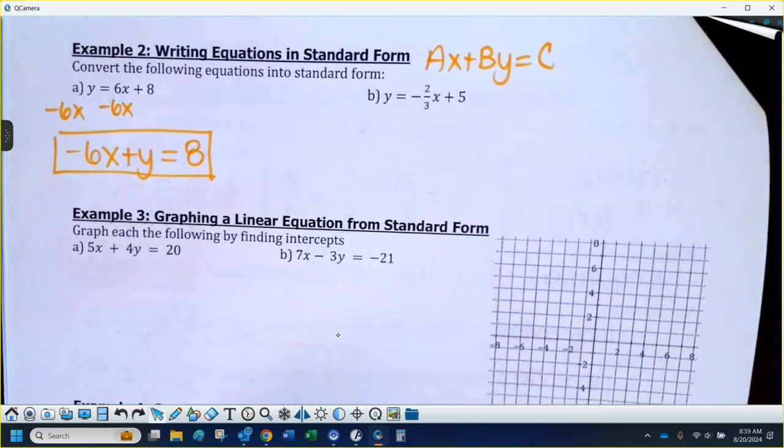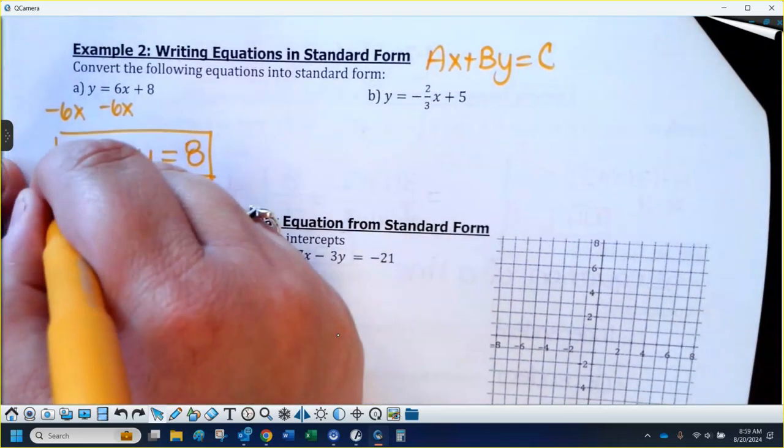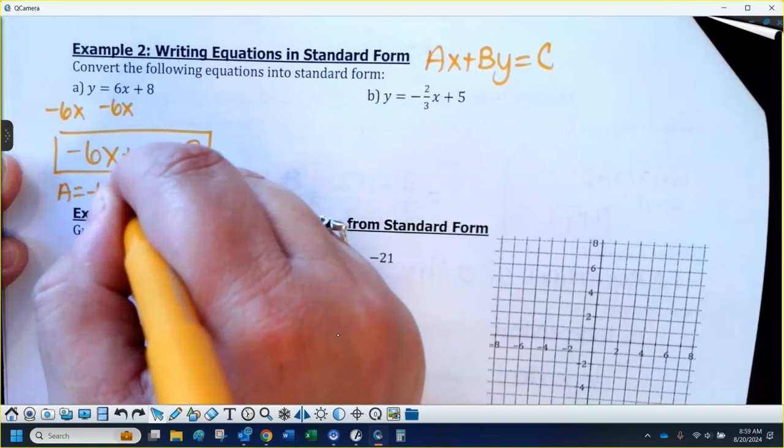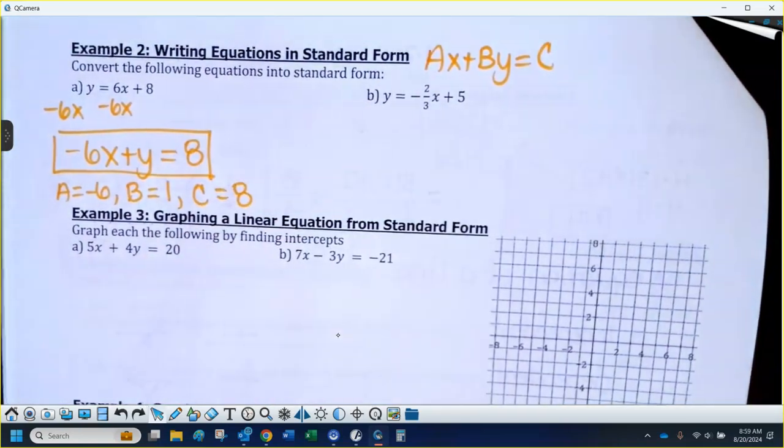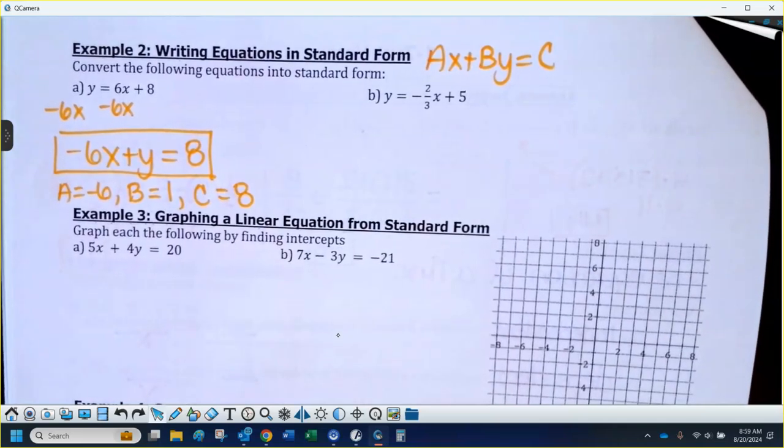Now, you absolutely do not have to identify this, but I'm just going to show you real quick. So the A value would be -6, the B value would be 1, and the C value would be 8. So as long as those are all integers, you're good to go. You don't have to identify those. I'm just showing you that to make sure we have integers, not fractions.